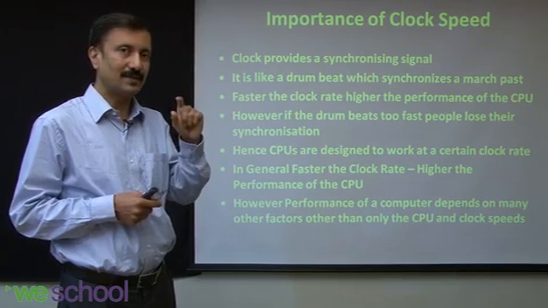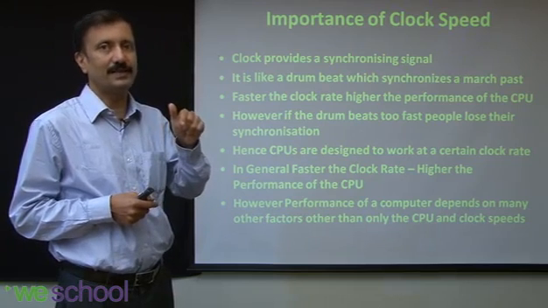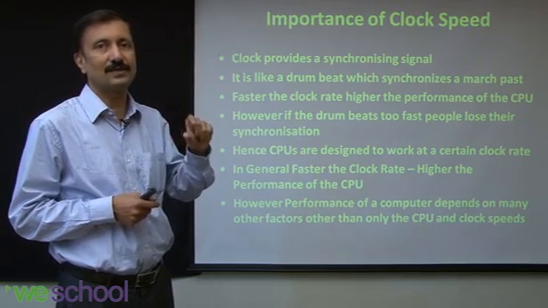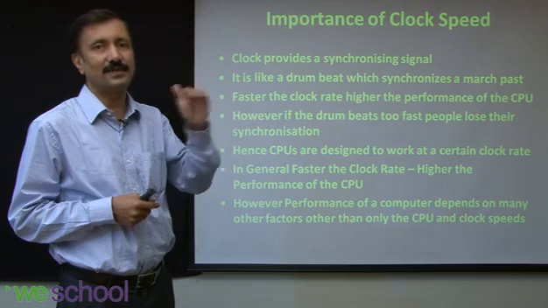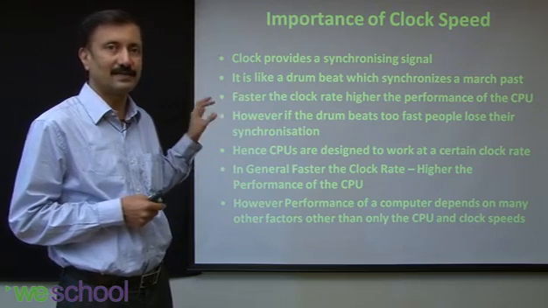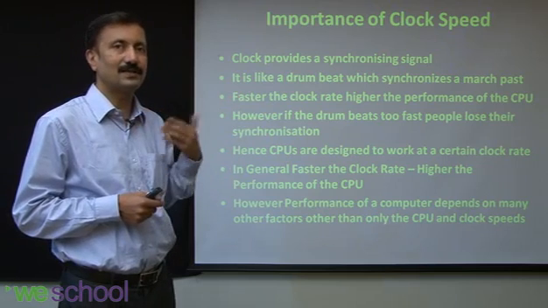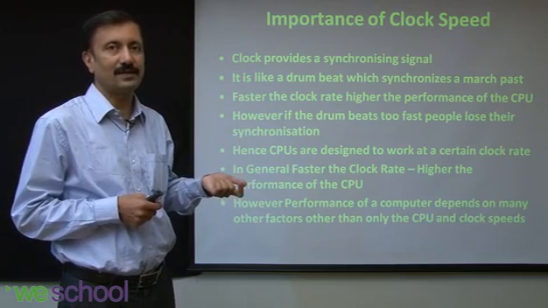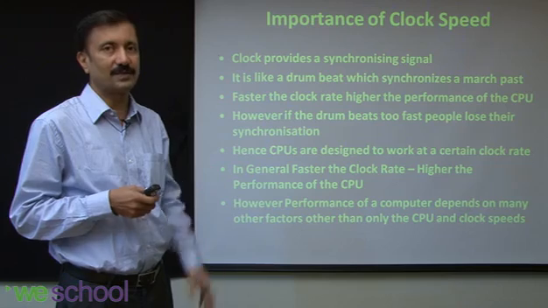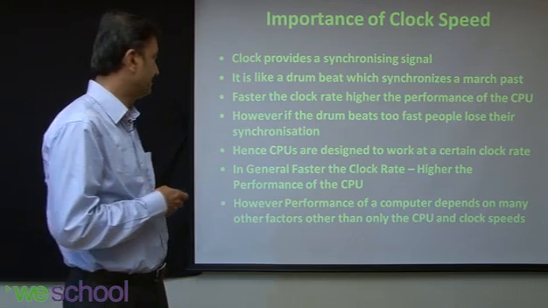Of course, there are CPUs which can work at two different speeds, but they are again designed to work at the higher speed and the lower speed, and that's a design choice that you make. So when you select a CPU, you are trying to select an appropriate clock rate which gives you good performance for the CPU.